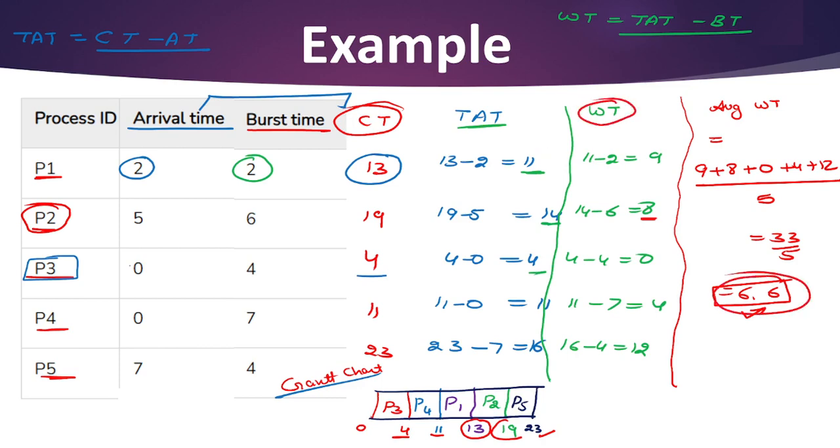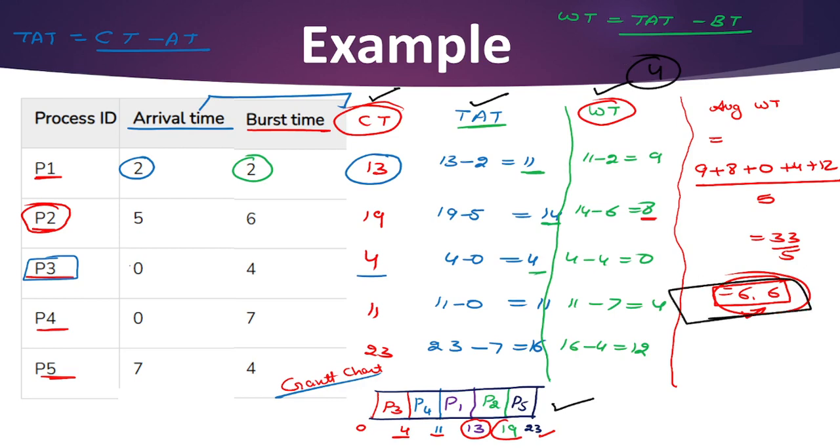So this is how questions are asked in the exam. Whenever in the examination they ask you to find the average waiting time, then at first you need to create the Gantt chart. With the help of the Gantt chart you will be able to find the completion time, turnaround time and waiting time. These are the 4 steps with the help of which you can find out the average waiting time.